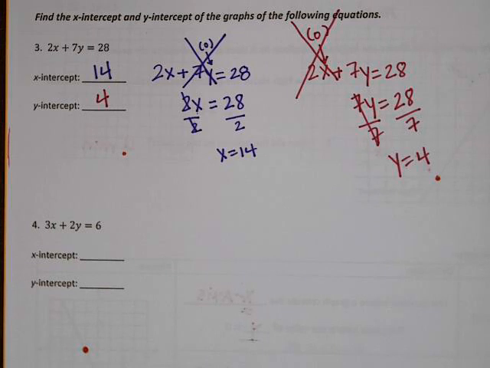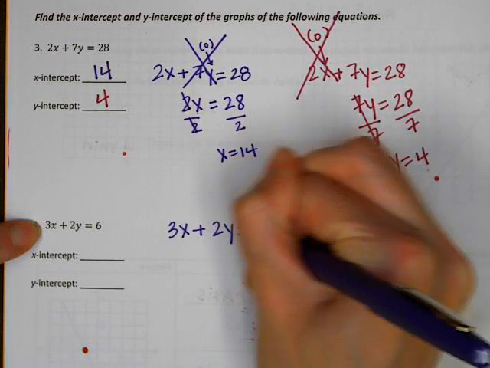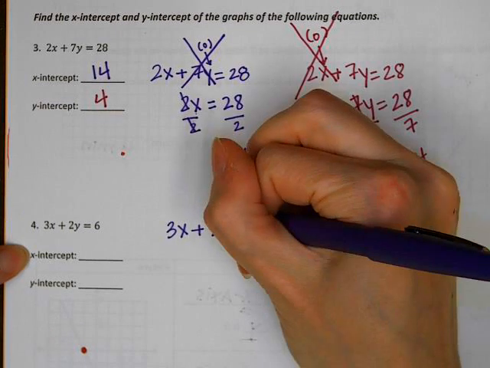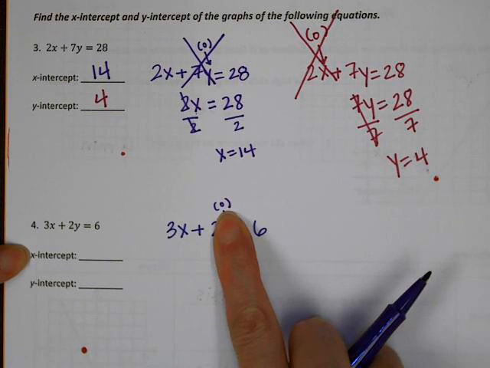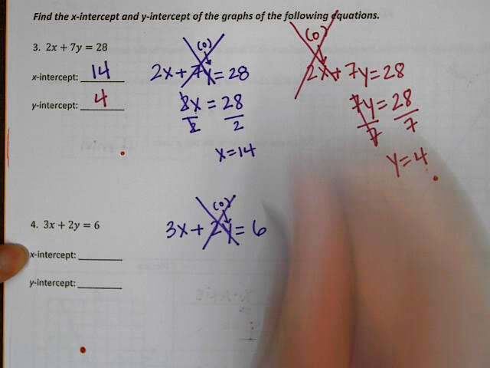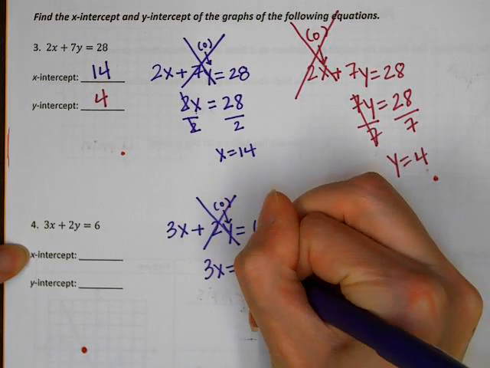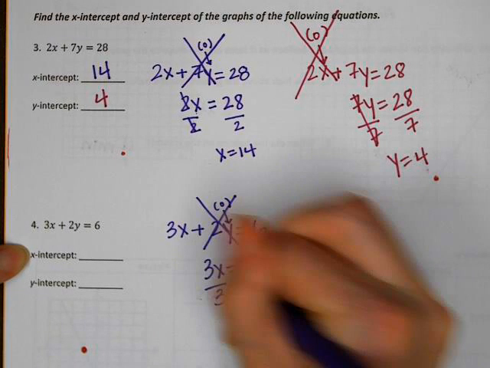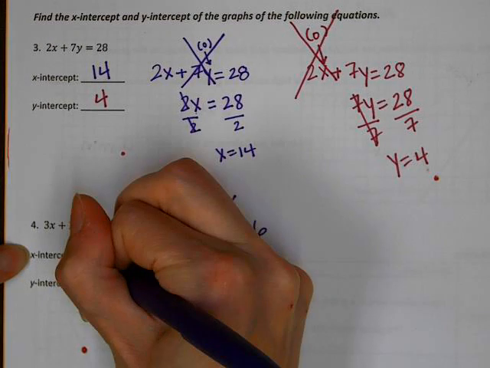All right, let's try another one. So again, I'm just going to rewrite it. 3x plus 2y equals 6. Okay, to find the x-intercept, we plug in 0 for y. But what's 2 times 0? 0, so just get rid of it. And then now we just have to solve what's left. If 3x equals 6, then you guys know what to do. Divide by 3 both sides, x equals 2. So the x-intercept is at 2.